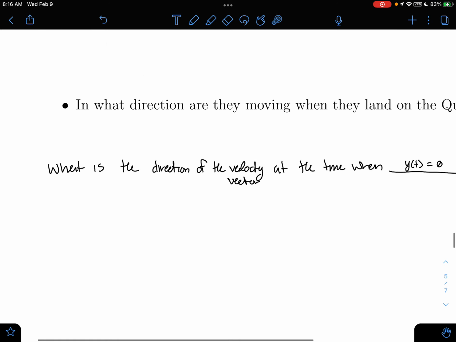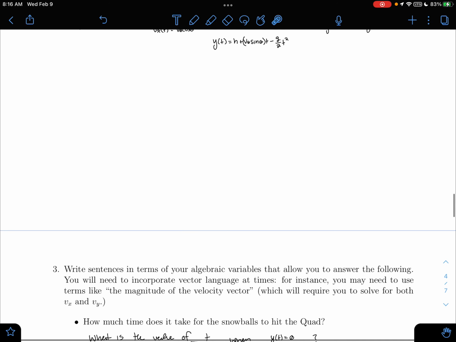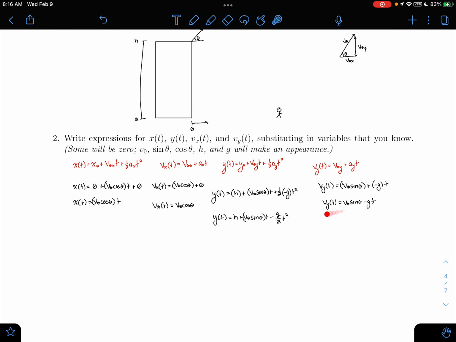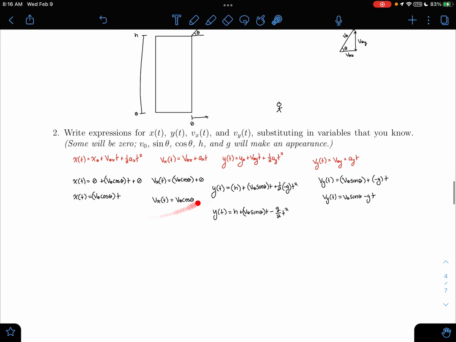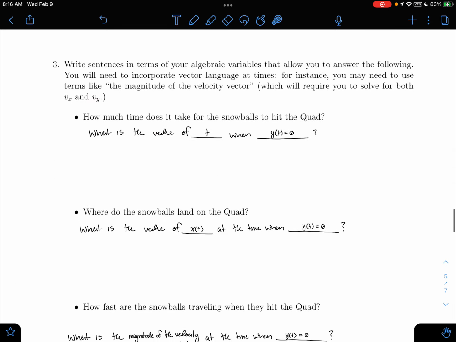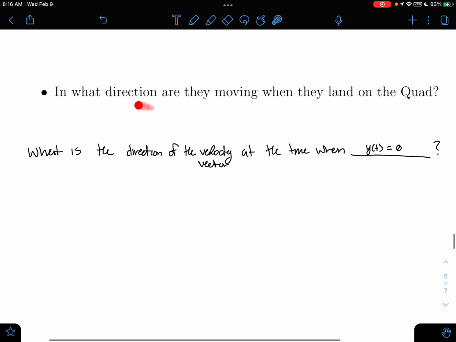Right? But which velocity vector? Because right now we have Vx and Vy. If we solve for Vx and Vy, we're looking for our total direction that we're moving. Our velocity in the x direction is just going to give us how fast we're moving this way. There's our direction for that vector. Our y velocity is just going to give us how fast we're moving this way. There's our direction for that vector.